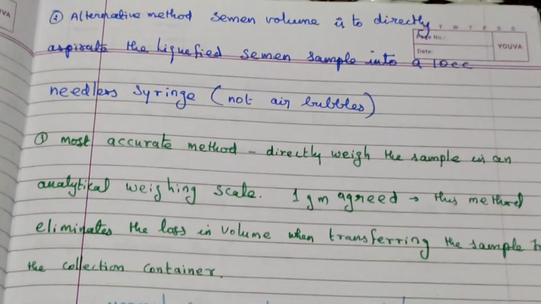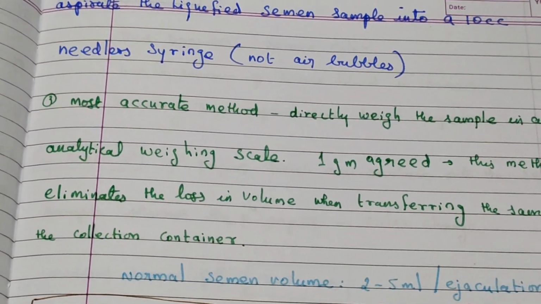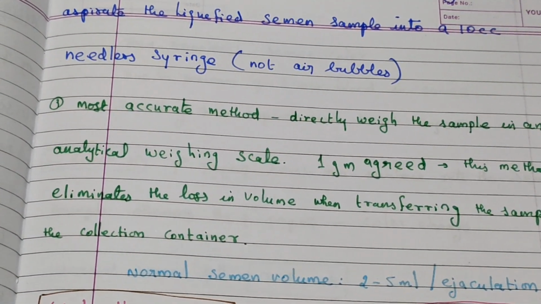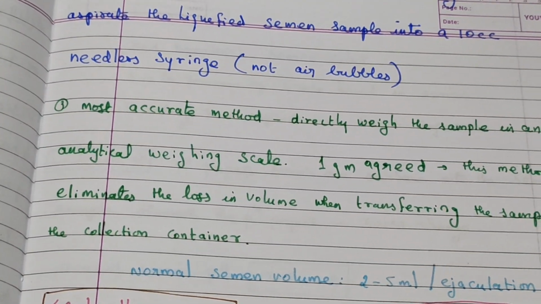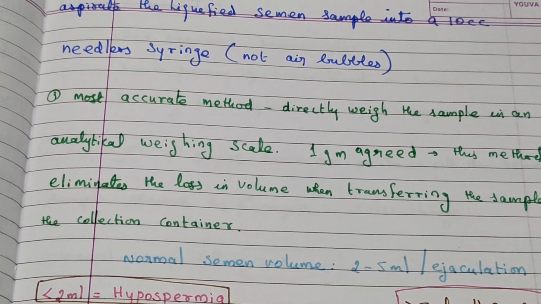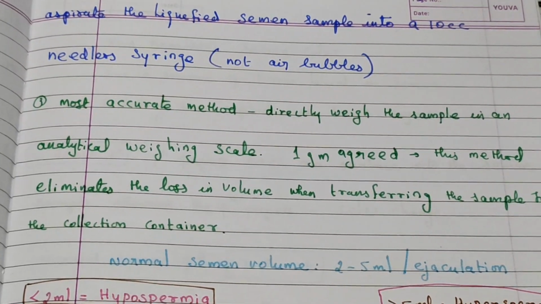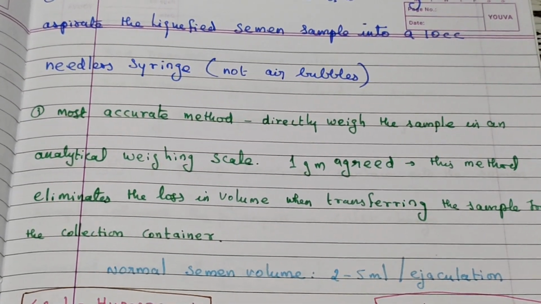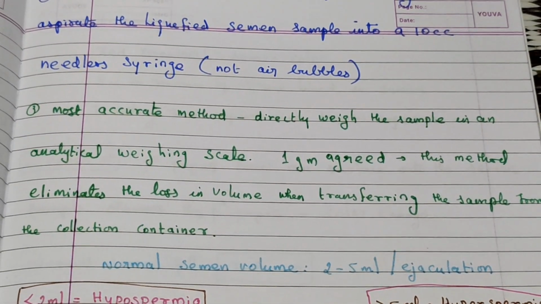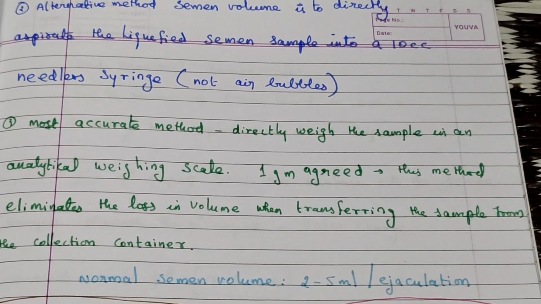Then the third method, which is also considered the most accurate method according to some published papers, is to directly weigh the sample on an analytical weighing scale. 1 gram is generally agreed to correspond to 1 ml of sample. This method eliminates the loss of volume when transferring the sample from the collection container into the measuring receptacle.